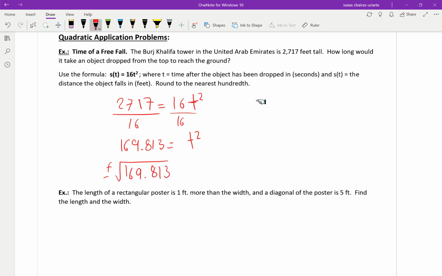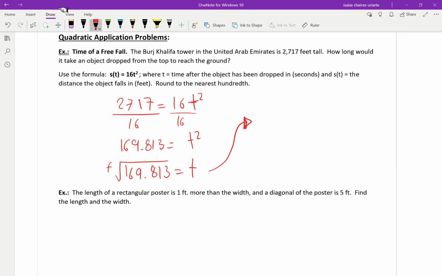169.813. But think about what we're doing right now. We're trying to figure out time. And so is time going to be positive or negative? Does it make sense to have negative time? So I don't think so. So we're gonna just use the positive time. But to get in the habit, anytime that you're taking a square root solving an equation, there should be plus or minus. It's just that in this particular application, negative time makes no sense.